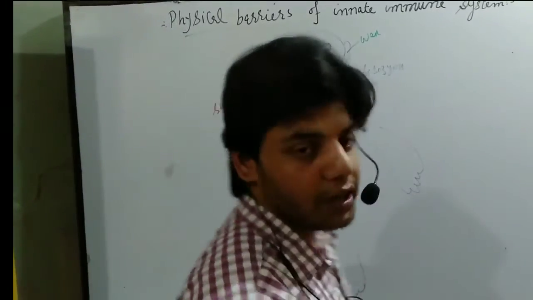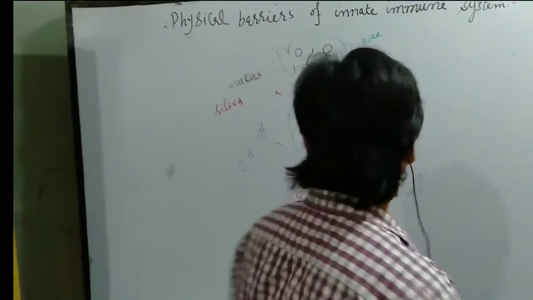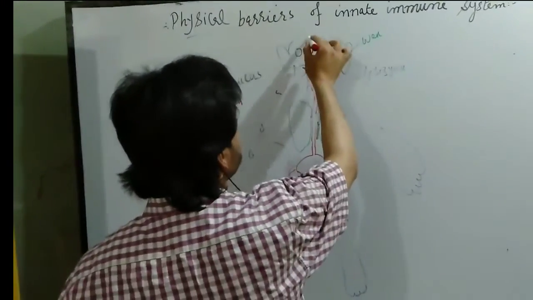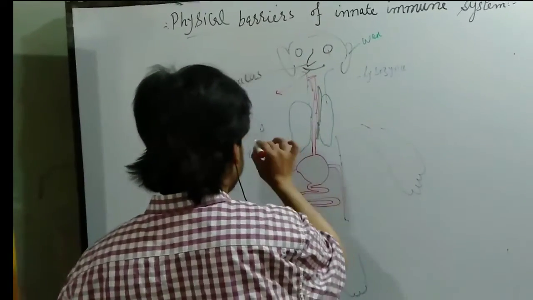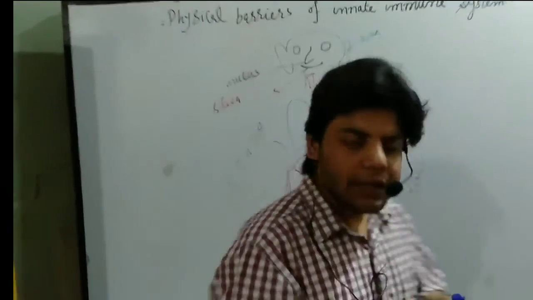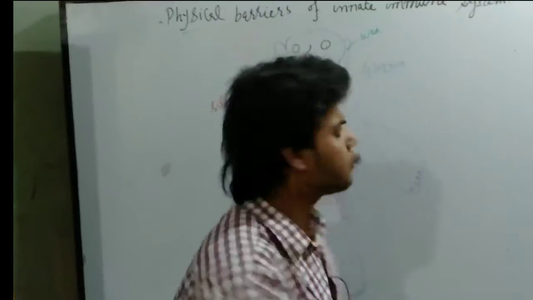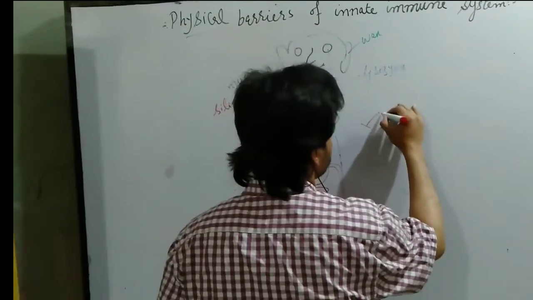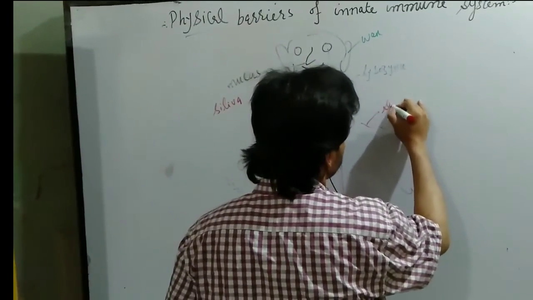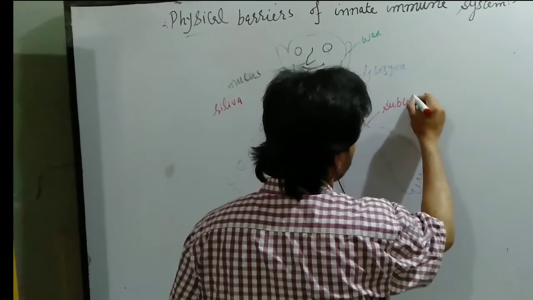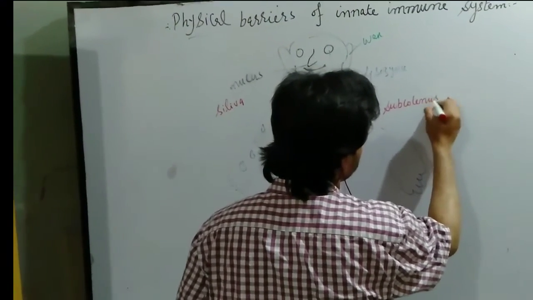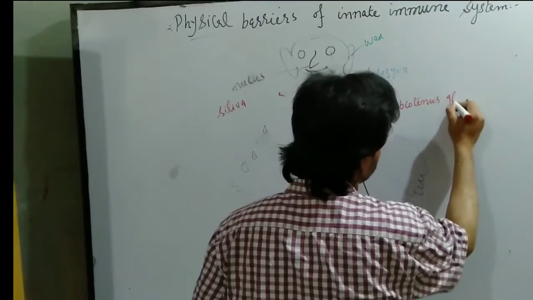Then we have the subcutaneous gland or the fatty acid. Let's suppose that the area where the fatty acids are present, we simply call subcutaneous tissue, subcutaneous gland.